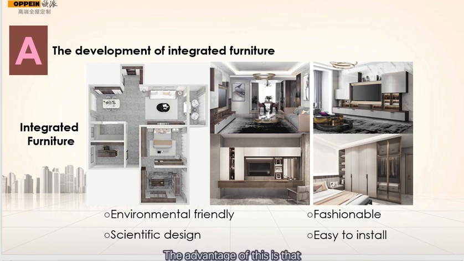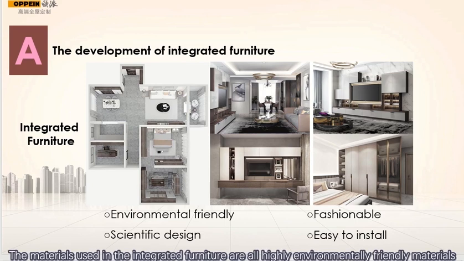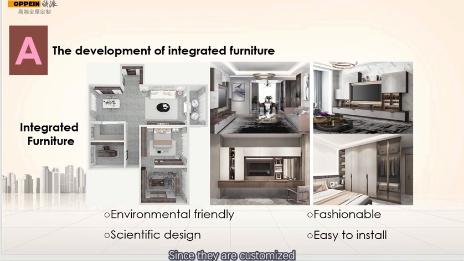The advantage of this is that customers can see the final installation effect before our furniture is produced. The materials used in integrated furniture are all highly environmentally friendly materials. Since they are customized, the customer's living habits and the principles of ergonomics will be taken into account when designing, making customers feel more comfortable and convenient when they are using furniture.